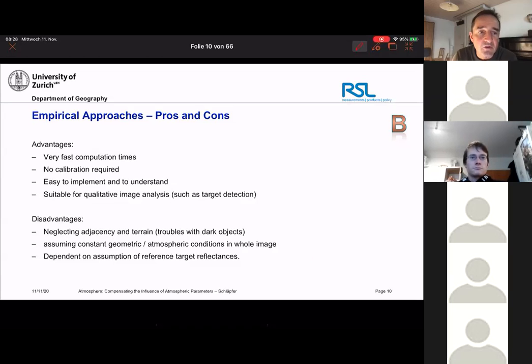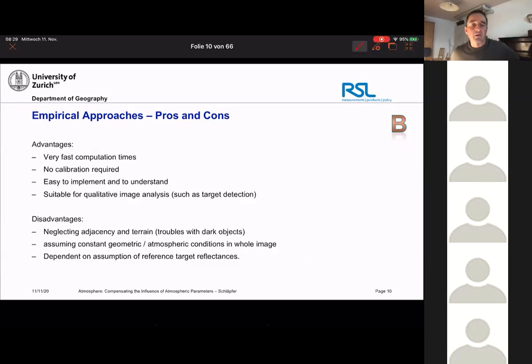If you are not trusting your instrument, that's the second thing. If calibration is bad, then sometimes I'd recommend going for empirical approaches. Disadvantage, you don't have adjacency included. That's terrain. So if you look at dark objects, it won't work. And you assume that everything is constant within the whole image, so no variations of the geometry and the atmosphere. And of course, you depend on the reference target reflections. So you're always not as accurate as your reflectances you get for your reference targets.